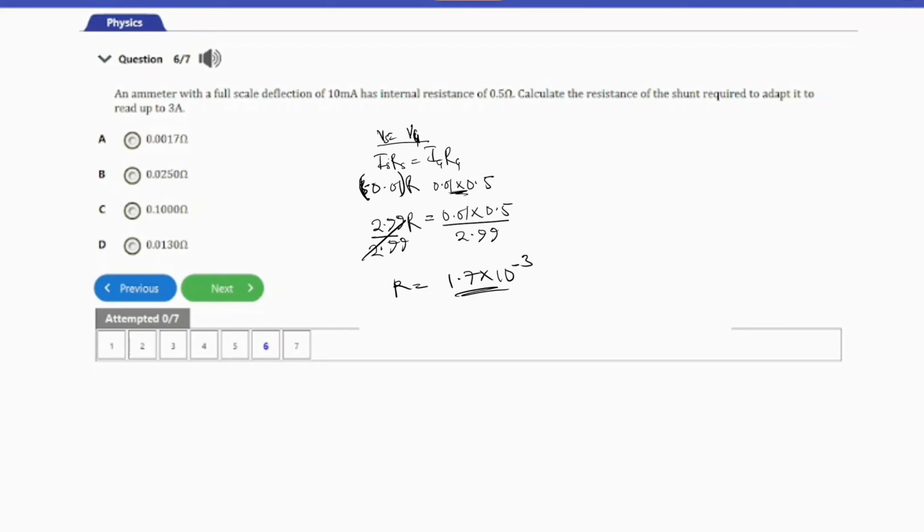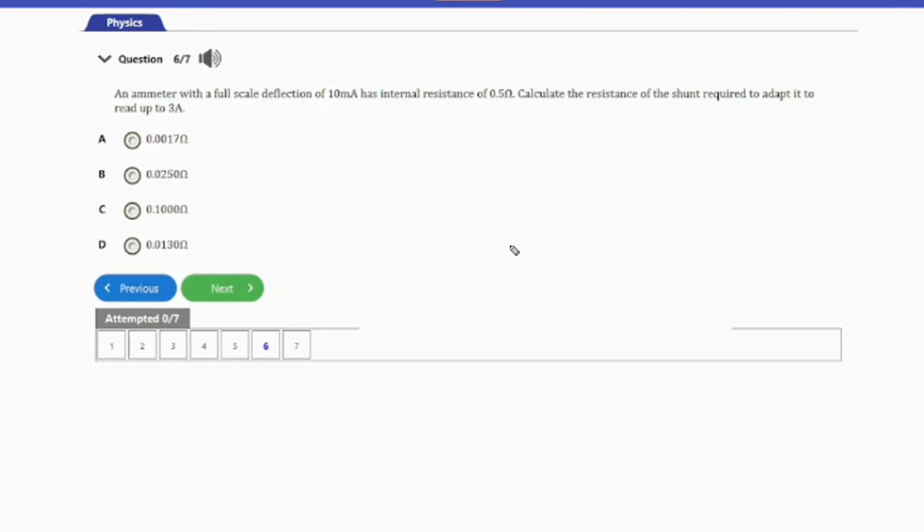So let's go ahead and consider the next and last question. So that's question number 7 here. It says, a galvanometer of internal resistance 50 ohm and full scale deflection of 20 milliamps is converted into a voltmeter by connecting a resistor of resistance 1950 ohms in series to it. Calculate the maximum voltage that can be read by the voltmeter.